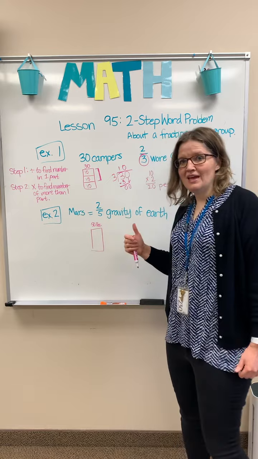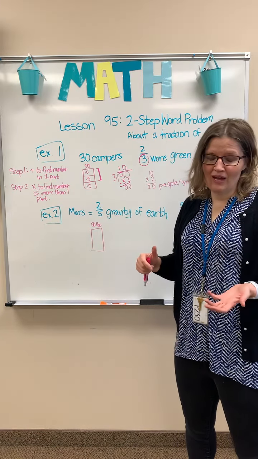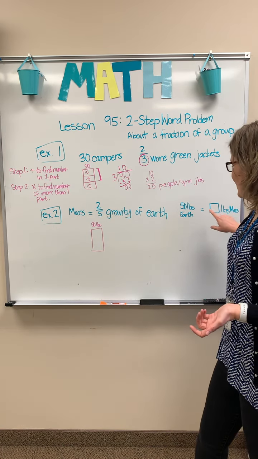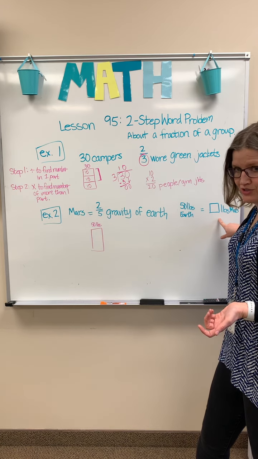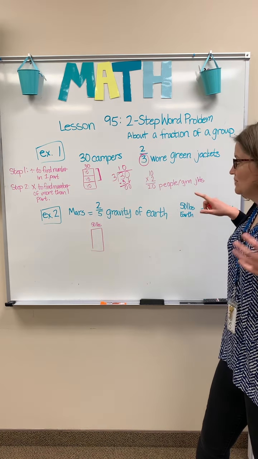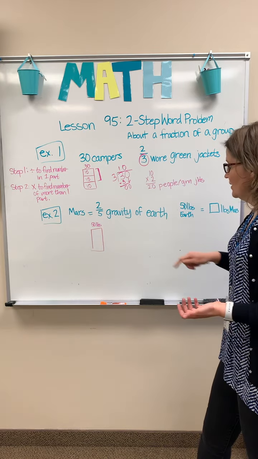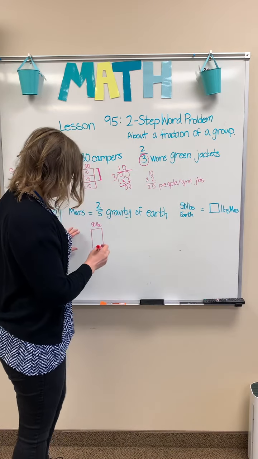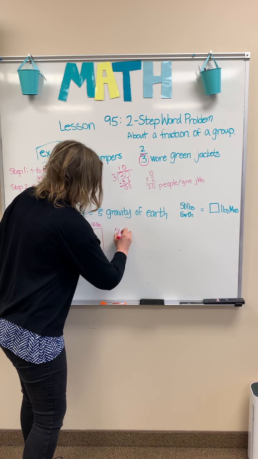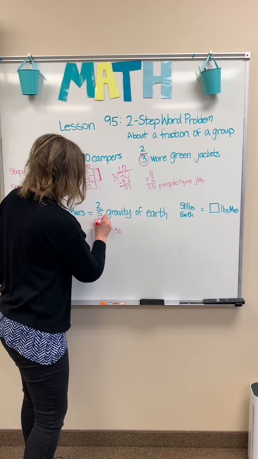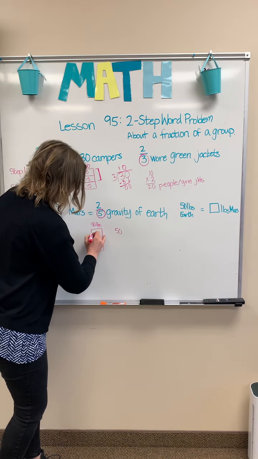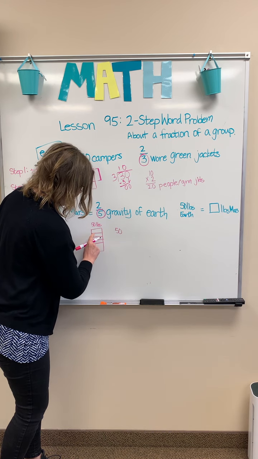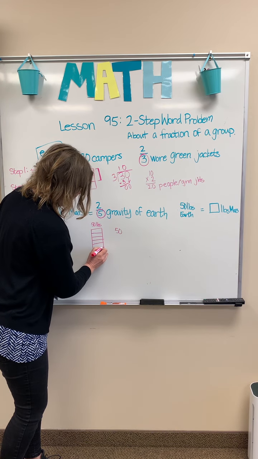In our book, they brought home a rock that was 50 pounds on Earth, but they want to know how much that 50 pounds would weigh on Mars. So we have a lot of different things that we need to figure out. I said this is my 50 pounds, and I'm going to divide my 50 pounds into fifths because we want to know what 2 of them are. So here's my 1, 2, 3, 4, 5. So we have 5.